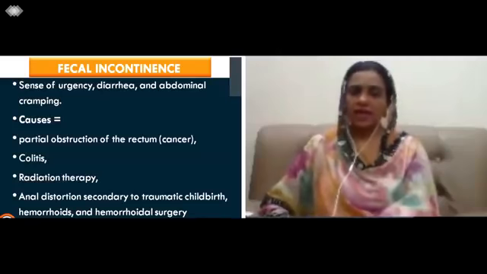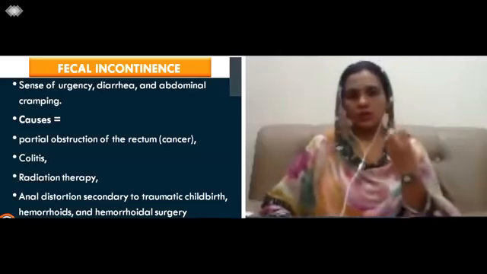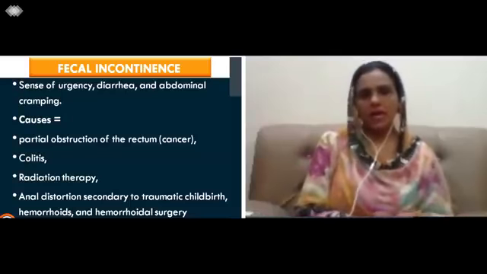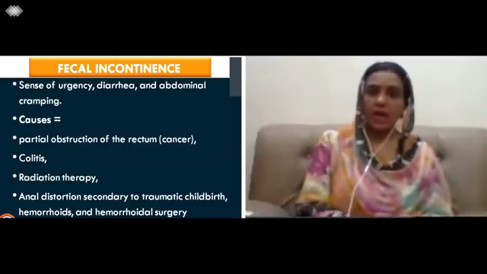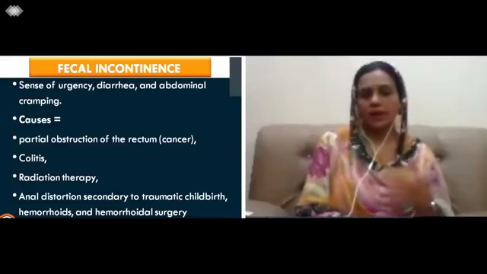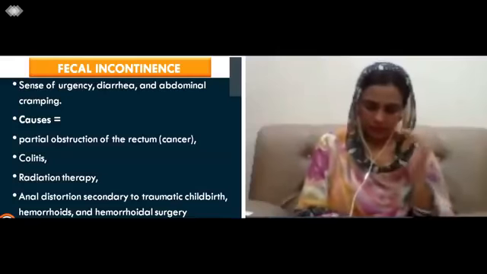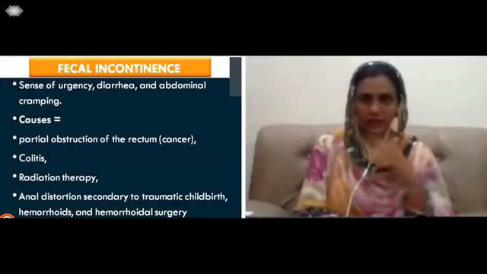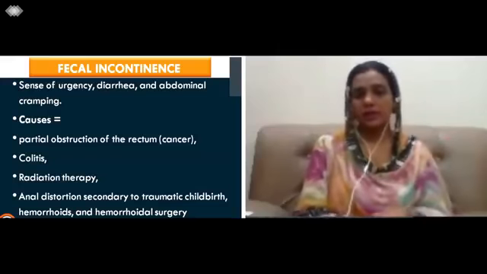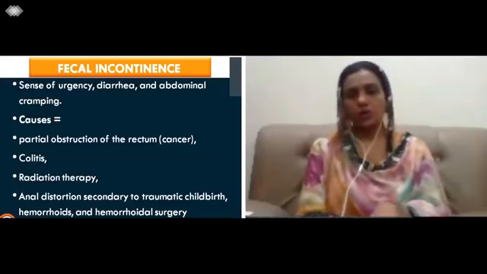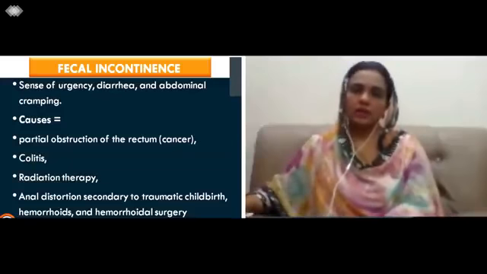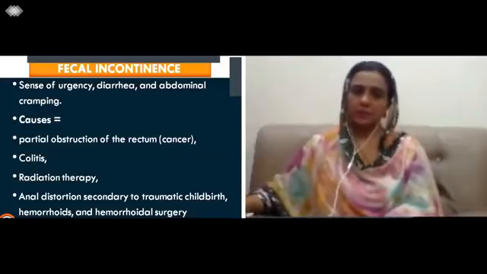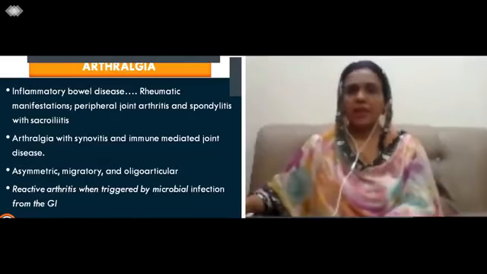And then if the anus loses its main competency and there is anal distortion, that can be caused sometimes by hemorrhoids, and surgery for hemorrhoids can be a cause of anal distortion, and sometimes a traumatic childbirth where there is a cut or a tear up to the anus, that can lead to anal distortion. So all of these can be a cause of fecal incontinence, and other signs and symptoms that can be related to the GIT.